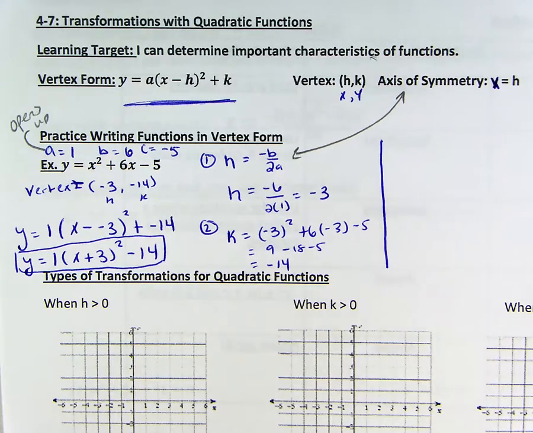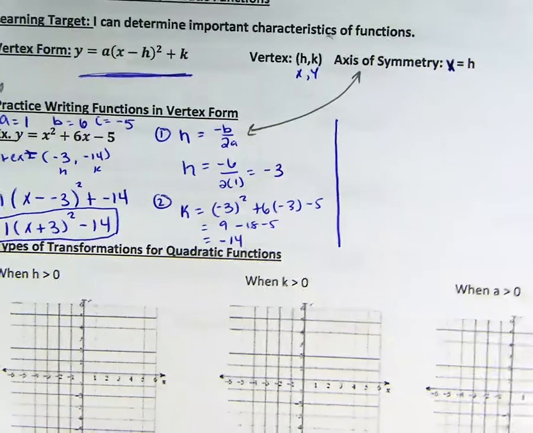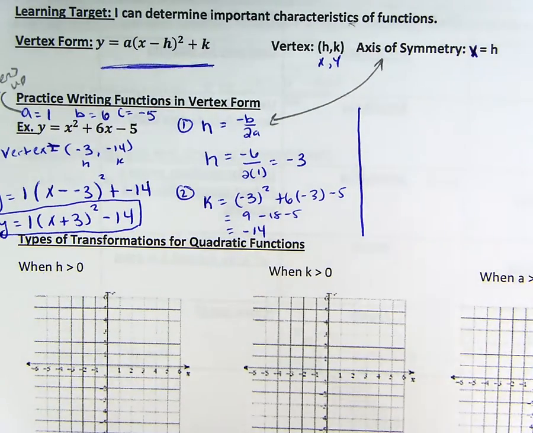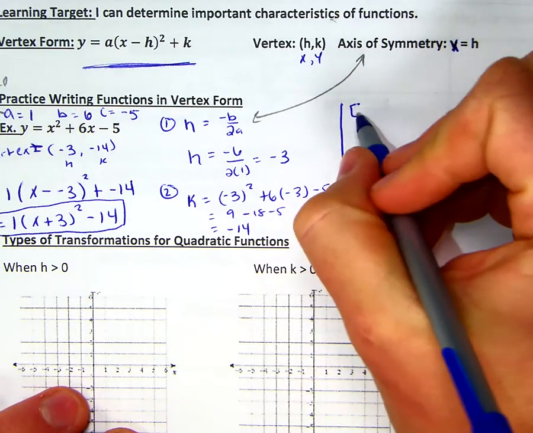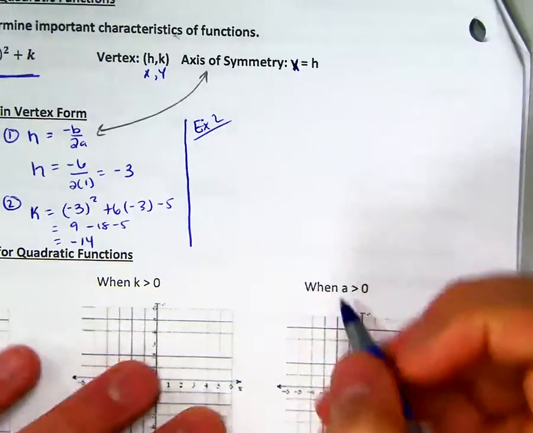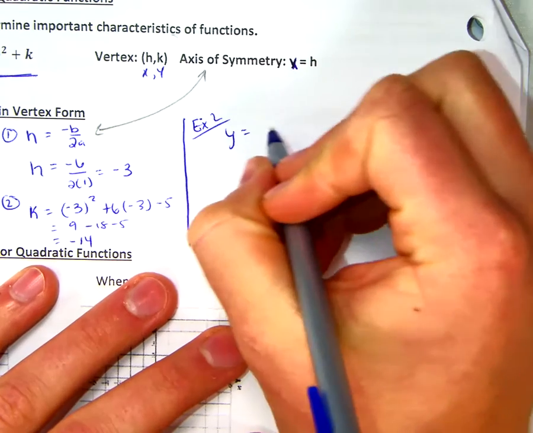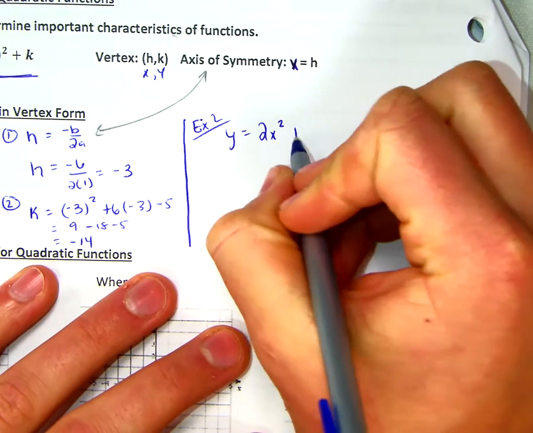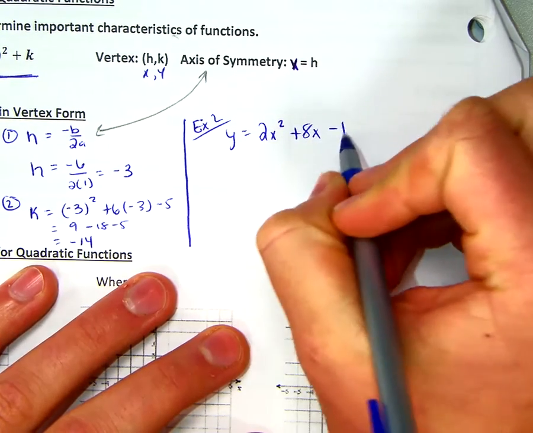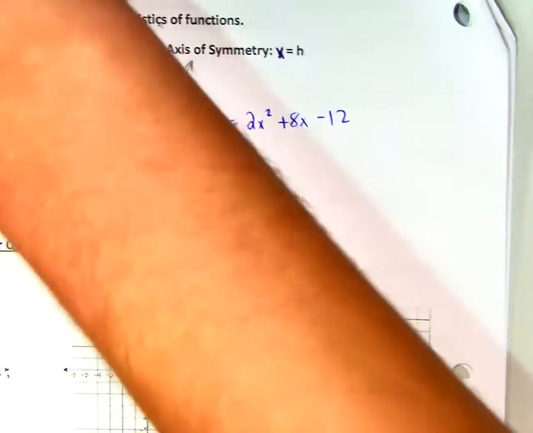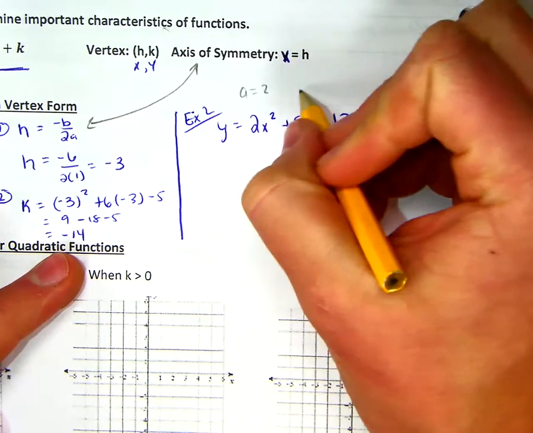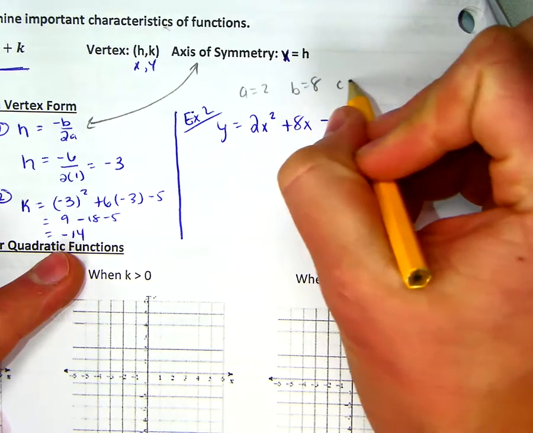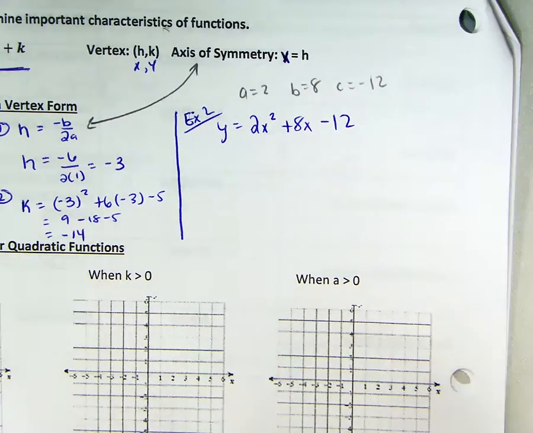That is the same idea if you had an a that's different than 1. So another example, example number 2, is y equals 2x squared plus 8x minus 12. Again, let's do some labeling. So a equals 2, b equals 8, c equals -12.